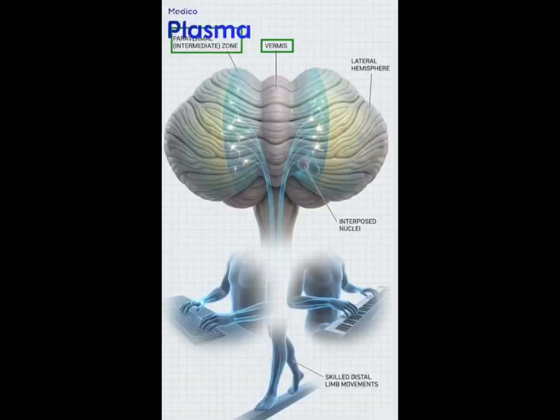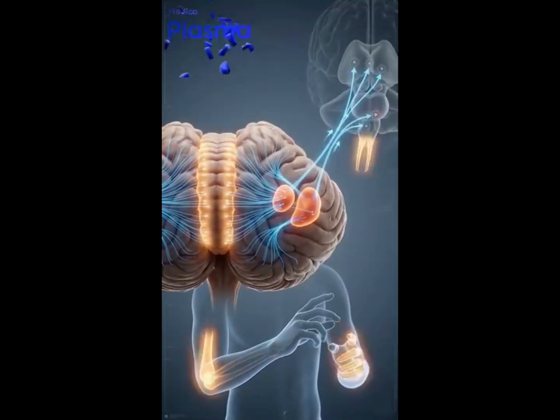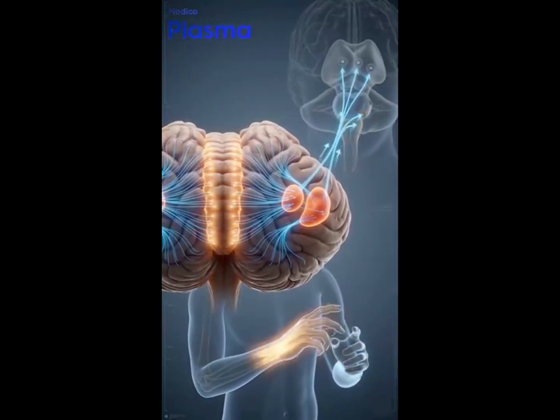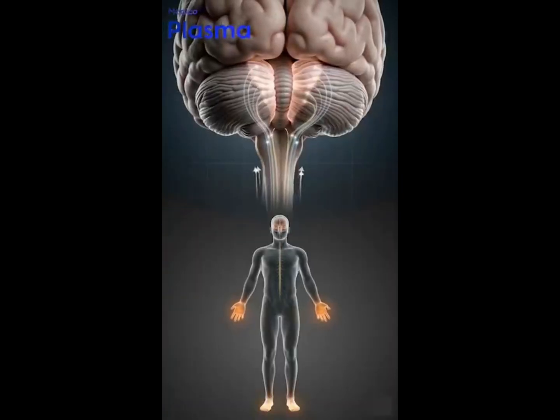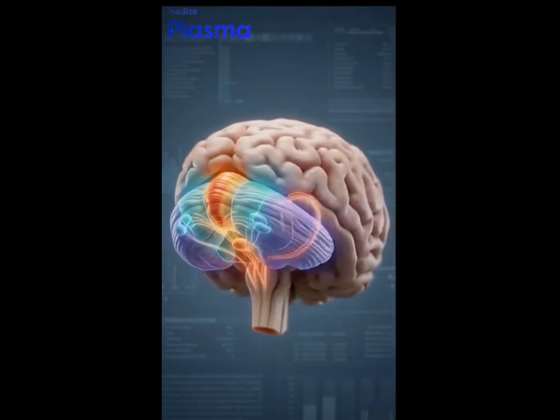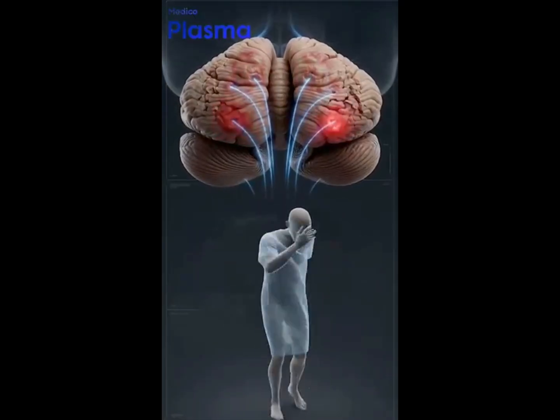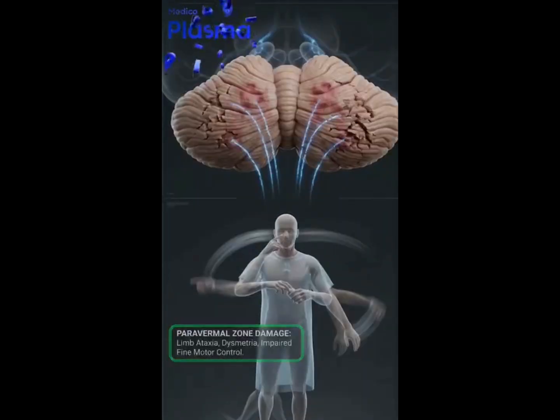Lateral to the vermis lies the paravermal, intermediate, zone, which controls skilled, voluntary movements of distal limbs. It receives proprioceptive input from the hands and feet via spinocerebellar tracts. Its output is mediated by the interposed nuclei, globose and emboliform. Damage to this zone results in limb ataxia, dysmetria, and impaired fine motor control.